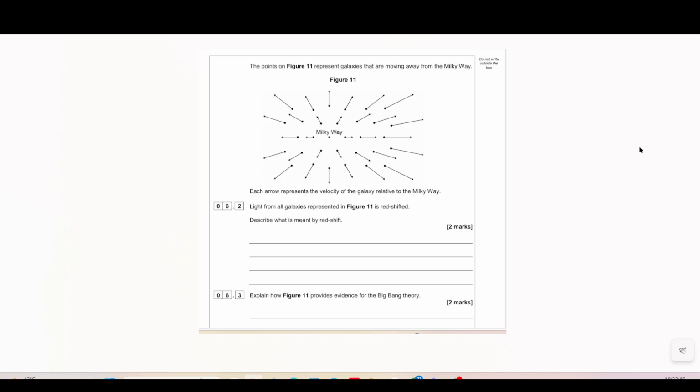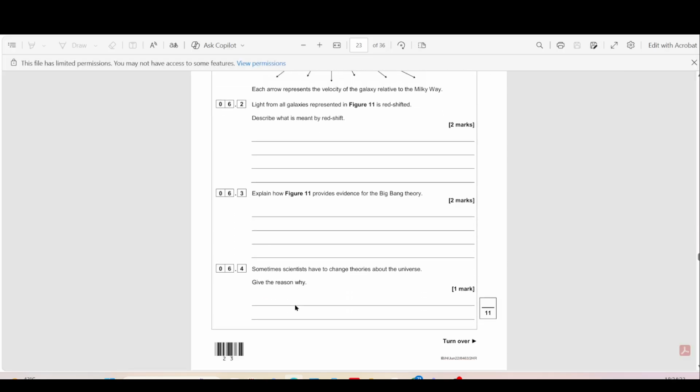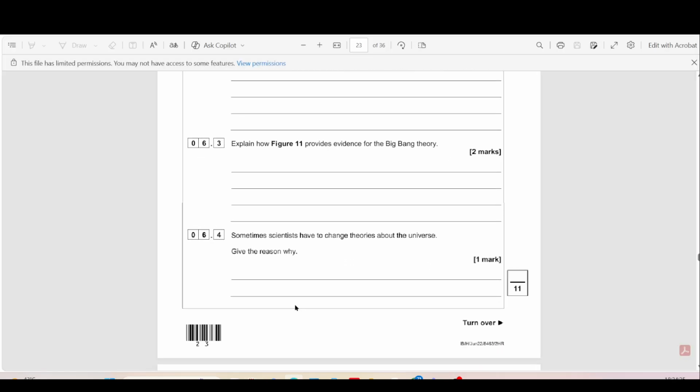Explain how Figure 11 provides evidence of the Big Bang Theory. That the universe is forever expanding. Yes, because the arrows are showing that galaxies in all directions are moving away from the Milky Way, which explains the expanding of the universe, right?